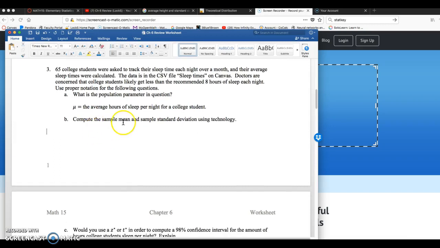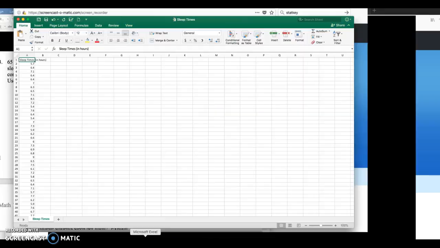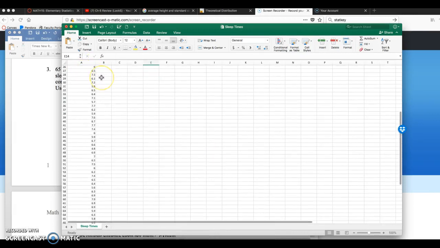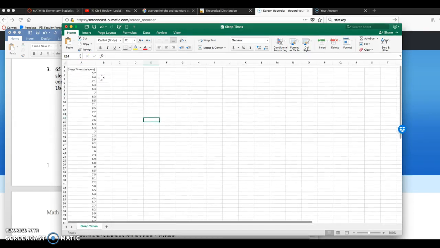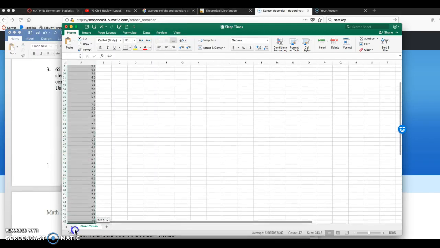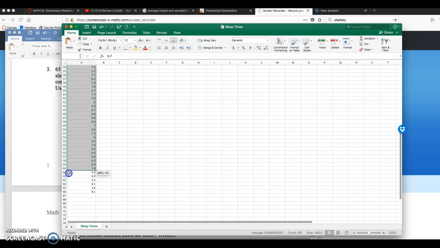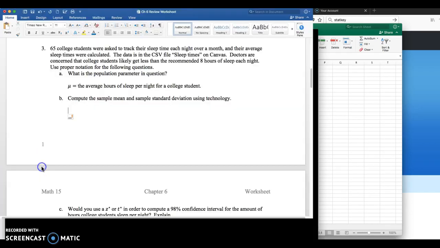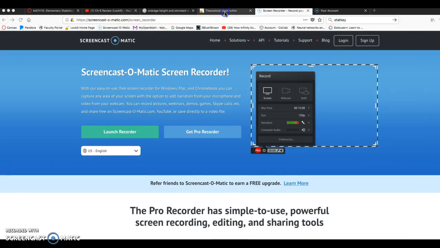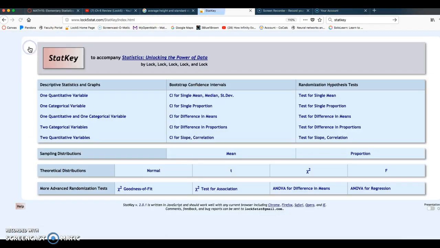Now I want to compute the sample mean and sample standard deviation. So I'm going to open up that spreadsheet right here. I've got sleep times in hours. There are multiple ways to do this in StatKey. What I'm going to do is highlight all of this data, Control C or Command C, and then go to the main page in StatKey.